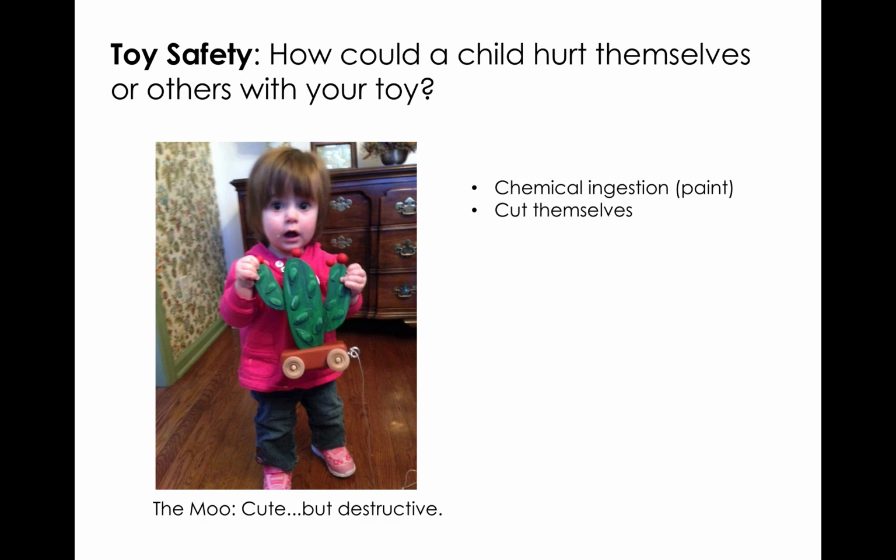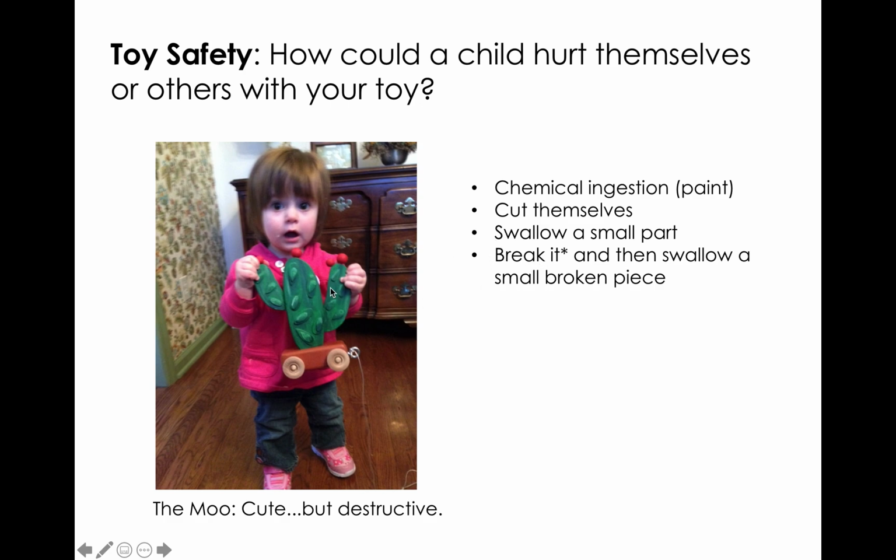The other is they could cut themselves. A kid could cut themselves on a sharp surface. They could swallow a small part. This toy, a cactus, I would be concerned about these little balls coming off and then Macy being tempted to eat them. They could break it and then swallow a small part, as with those balls coming off. They could hurt themselves with the cord, which could get wrapped around them in some way.